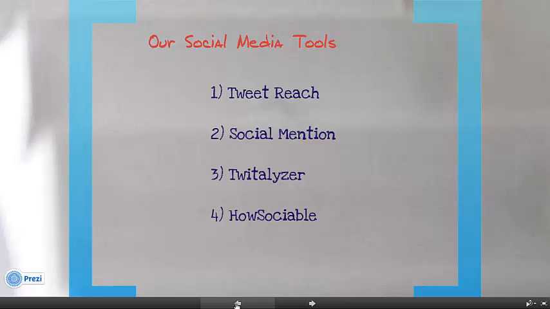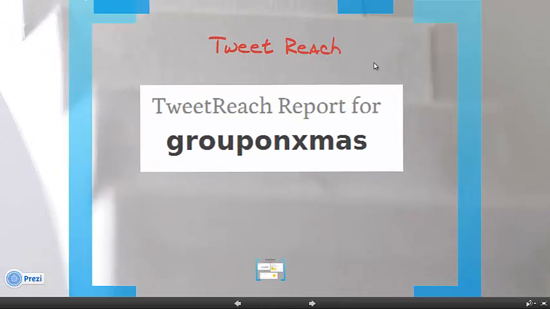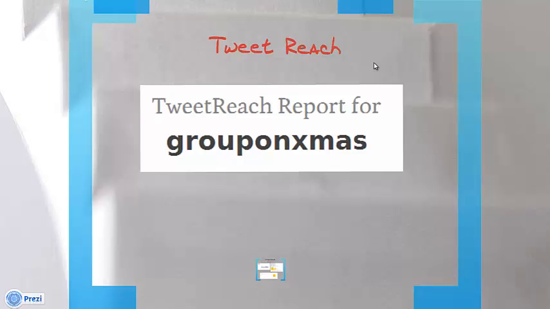Our social media tools that we're going to use for our campaign are Tweet Reach, Social Mention, Twitalizer, and How Sociable. Tweet Reach is a social measuring tool that is designed to tell you who is talking about your tweet, what they're saying, and how many saw it.